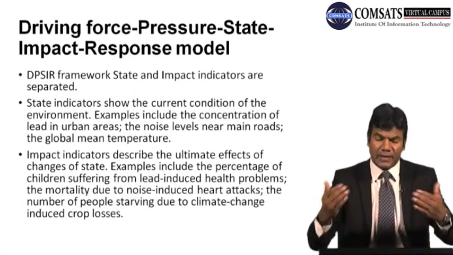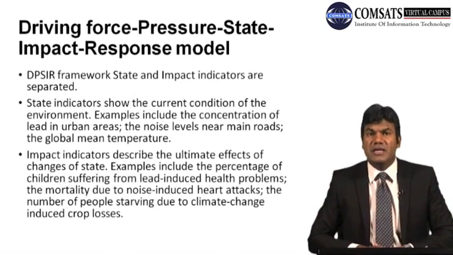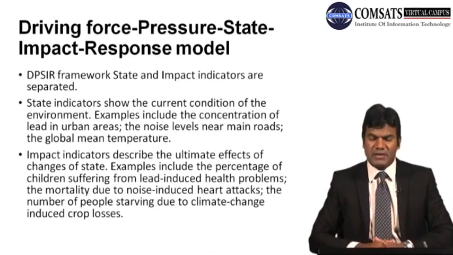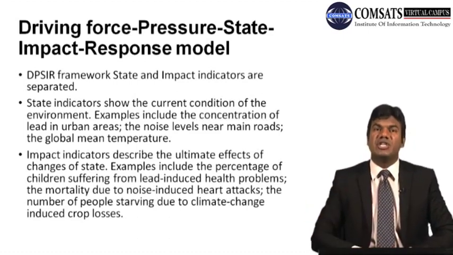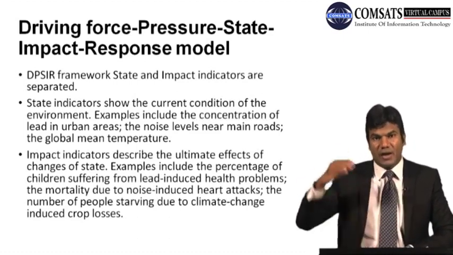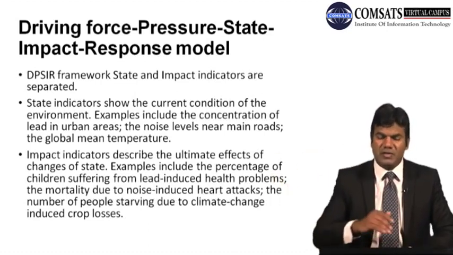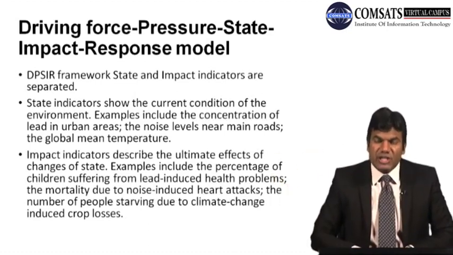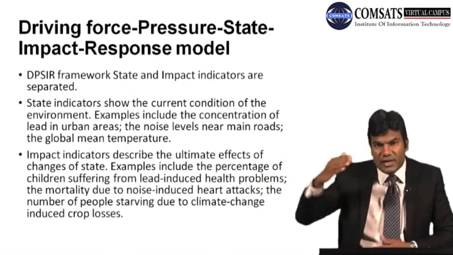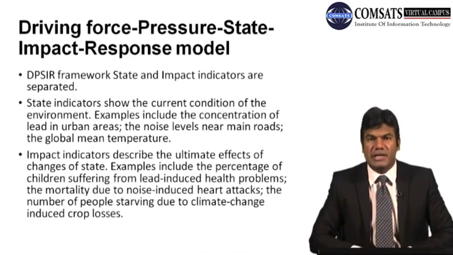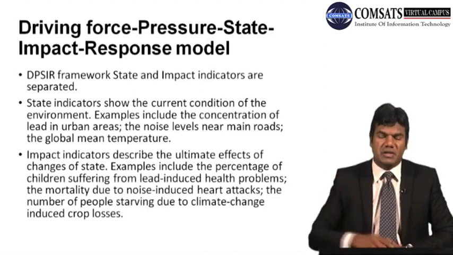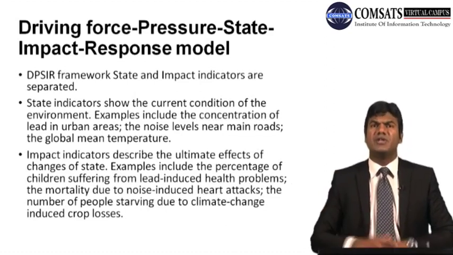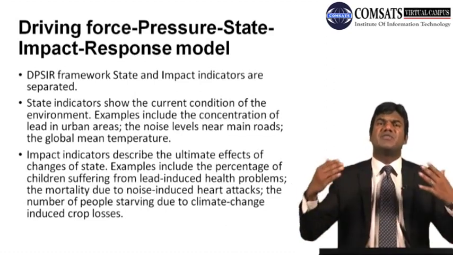State indicators I have told you. Now let me go through the impact indicators. What will impact indicators be? They describe the ultimate effects of the changes of state. What are the ultimate changes coming in your state? For example, we talked earlier about the change in concentration of lead in urban areas, where lead concentration keeps increasing. After that, noise levels on main roads keep increasing, or global mean temperature. Now these are the macro variables, these are the state indicators.